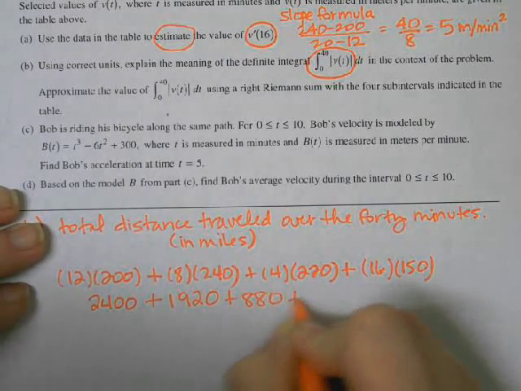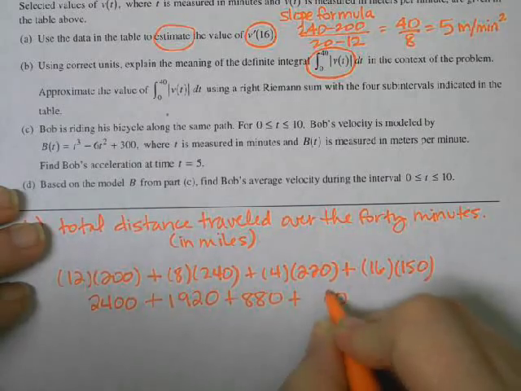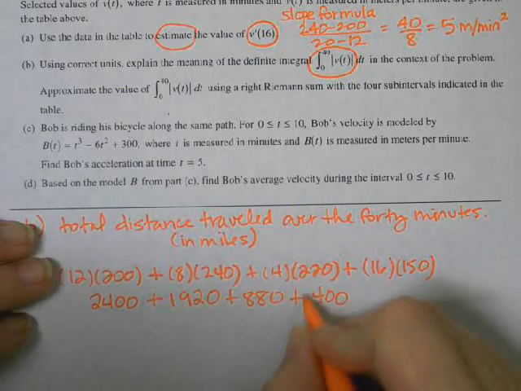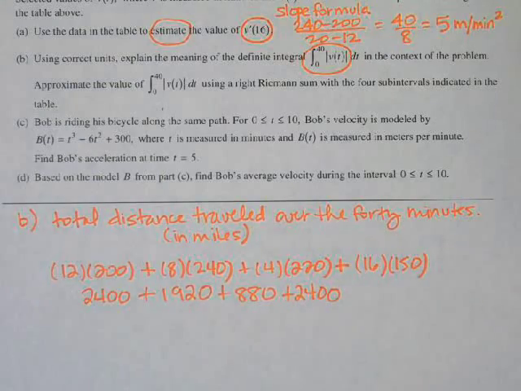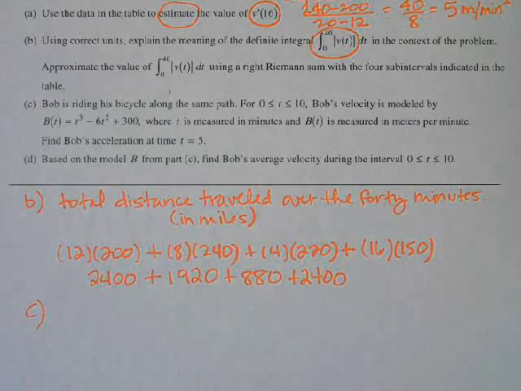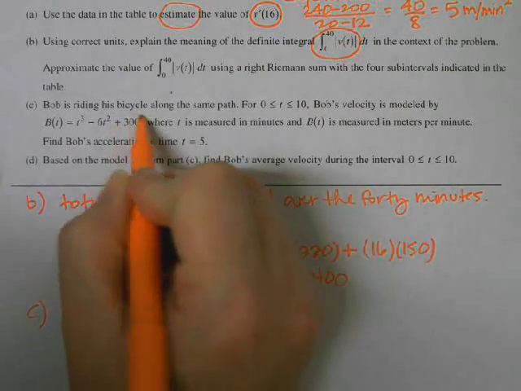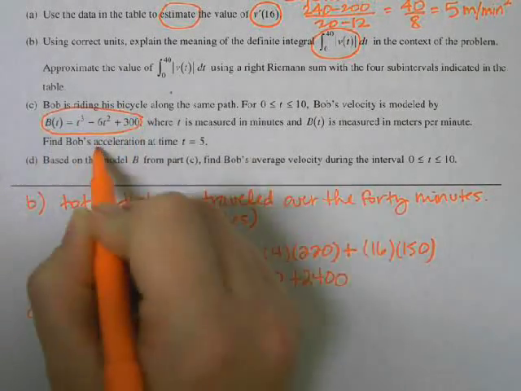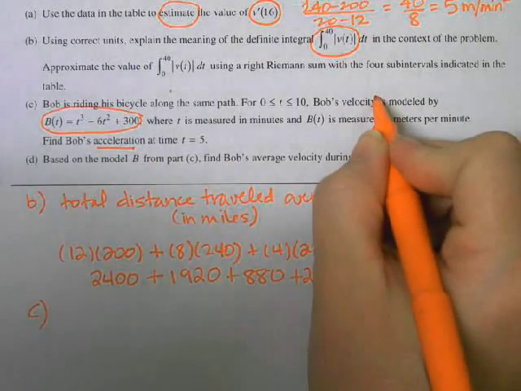Alright, so based on the Model B from Part C, find Bob's average velocity during the interval 0 to 10. This equation gives me his instantaneous velocity. So if I wanted velocity at a specific point in time, then I would use this. To find the average velocity, there's a couple of ways that you can do it, but they involve integrating this, so I'm trying to decide.